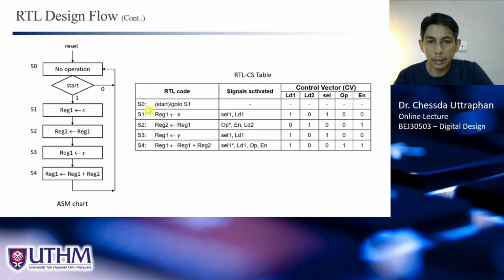So in this case, for S0, no operation, so no signals are activated. So this can be all 0, or all 1. We don't want to do anything, or don't care here. So normally we put all 0 here. And when we have start, we go to S1, and this is the RTL notation. In S1, what we want to do is transfer X into rack 1. So how to do that? We need to activate the correct signals.